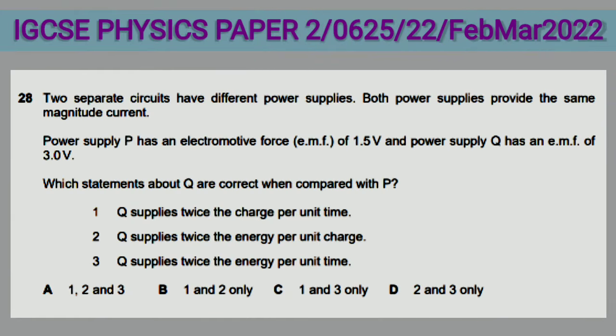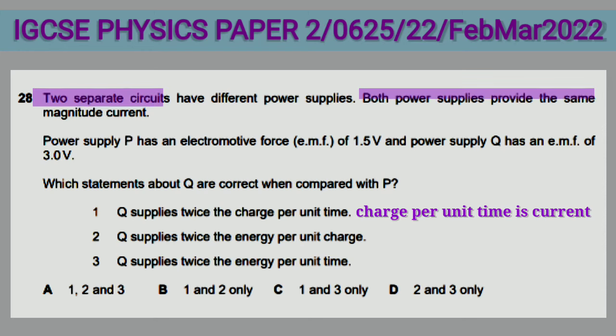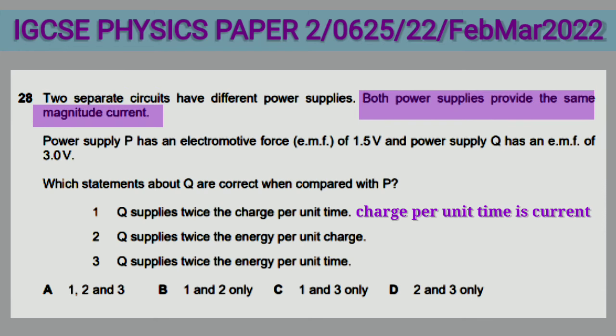Our next question is question 28. Two separate circuits have different power supplies. Both power supplies provide same magnitude current. Power supply P has an electromotive force of 1.5 volts and power supply Q has an EMF of 3 volts. Which statements about Q are correct when compared with P? Let us check first option. Q supplies twice the charge per unit time. We know charge per unit time is current and we are also given both power supplies provide same magnitude of current. Option 1 is incorrect.